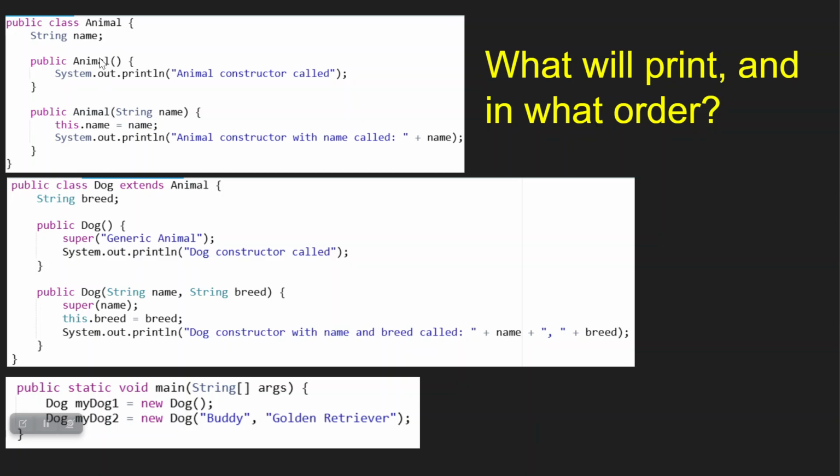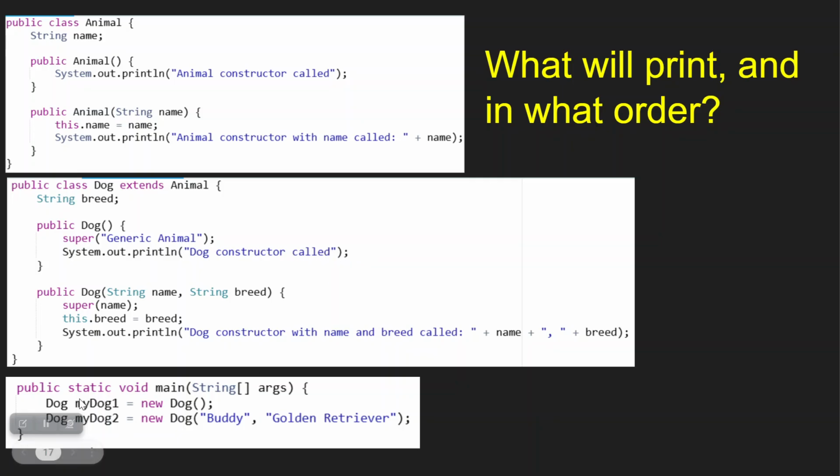So up here in the animal class, we have a no argument constructor and we have a parameterized constructor. So this is going to call this line of code. And as you can see, this.name is equal to name, and then it prints animal constructor called with name called, and that's going to go ahead and concatenate generic animal to this line. And that goes ahead and concludes this line of code right here. But it also prints dog constructor called.